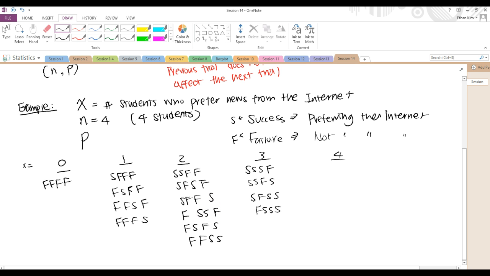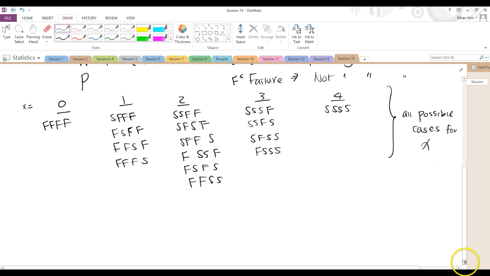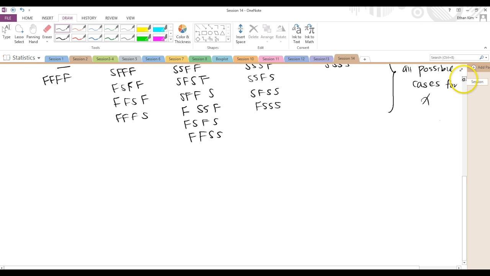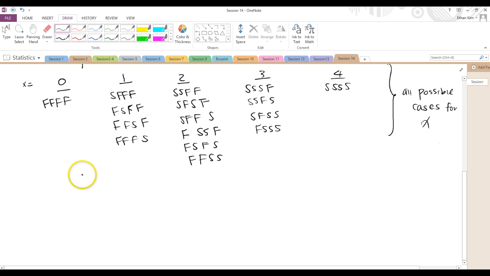Alright, and lastly we have 1, 2, 3, 4. Alright, so these are all possible cases for x. Okay. So when we are looking at the probability, alright? So say we're looking at the probability of x equals 0.